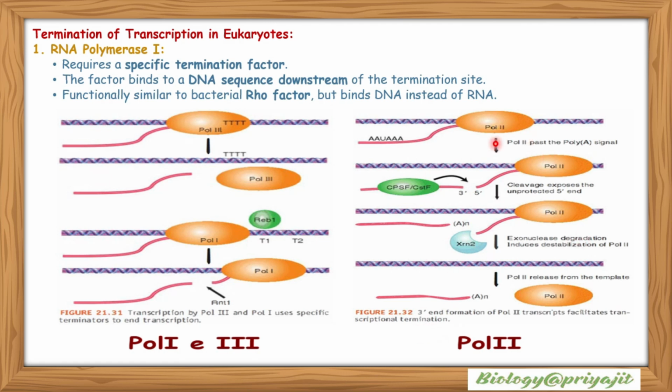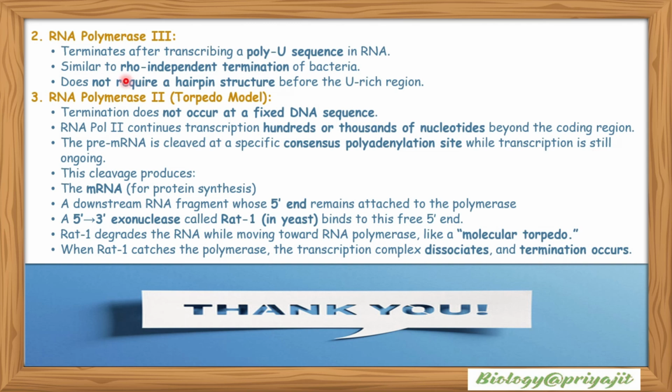So we know what happens in the case of RNA polymerase 3. RNA polymerase 3 terminates after transcribing a poly-U sequence in RNA, which is similar to Rho-independent termination in bacteria, but it does not require a hairpin structure before the U-rich region. And what does RNA polymerase 2 do?